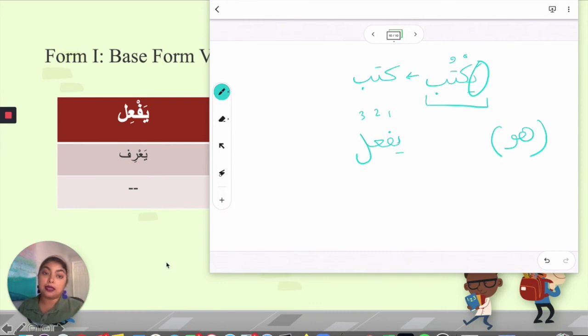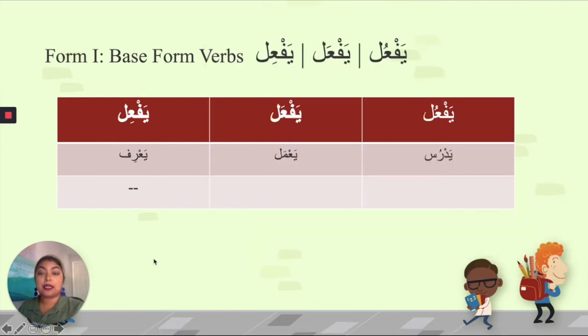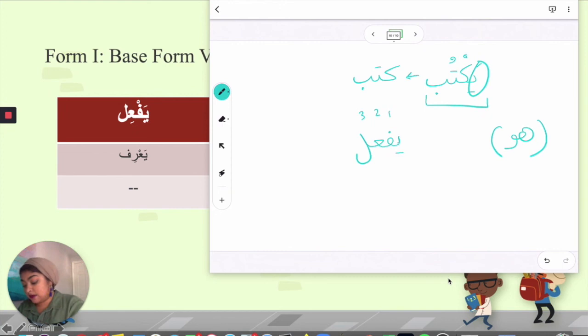Now what about the harakat? Within base form verbs, there's 3 different kinds. All 3 of them have a fatha and a sukoon, yaf. And then the ain, which is the second root letter, can either be yaf'al, yaf'ul, or yaf'il. That's it. So those are the 3 patterns that you have within form 1.